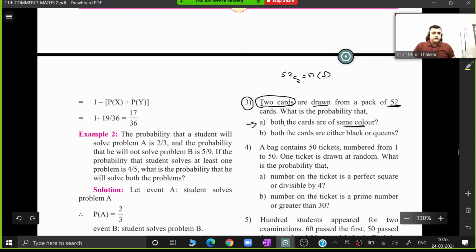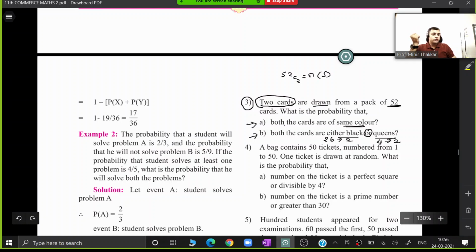The B part over here tells us that both the cards are either black or queens. So we are specifically told that we want the black card or the queen card. We know that there are 26 black cards. So I can select 2 cards out of 26 from here. Or I know that there are 4 queens. Out of that, I can still select 2 cards in 4C2 ways.